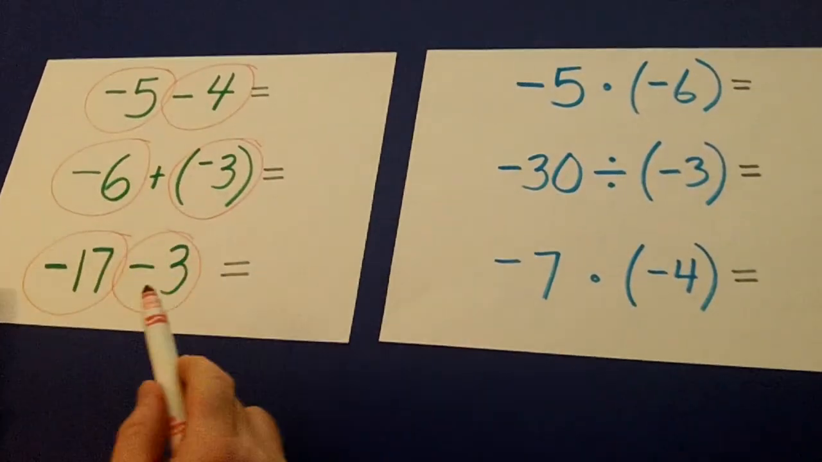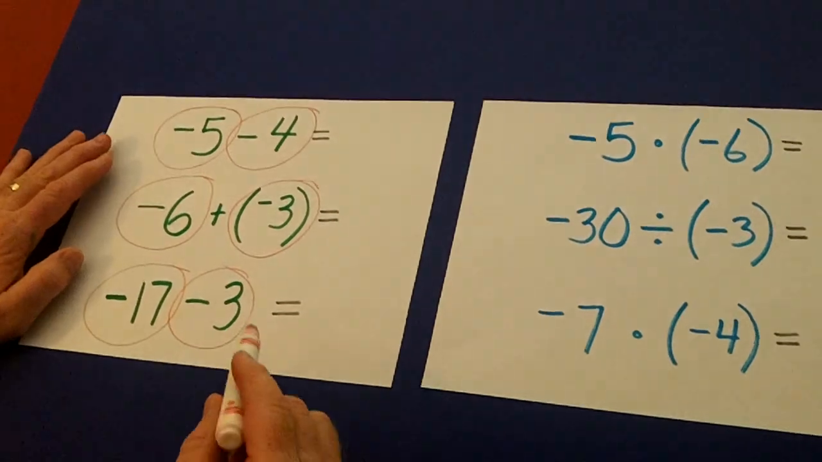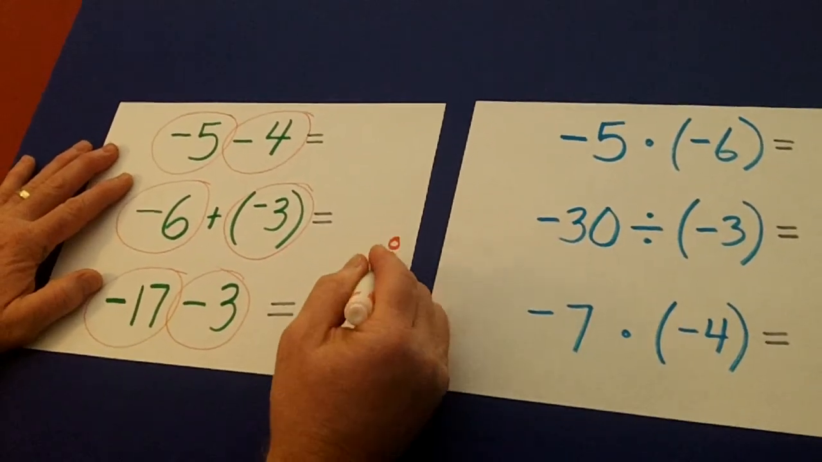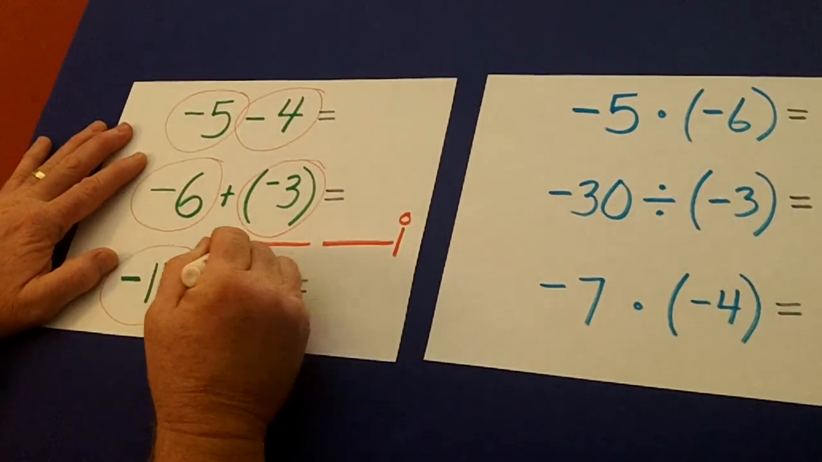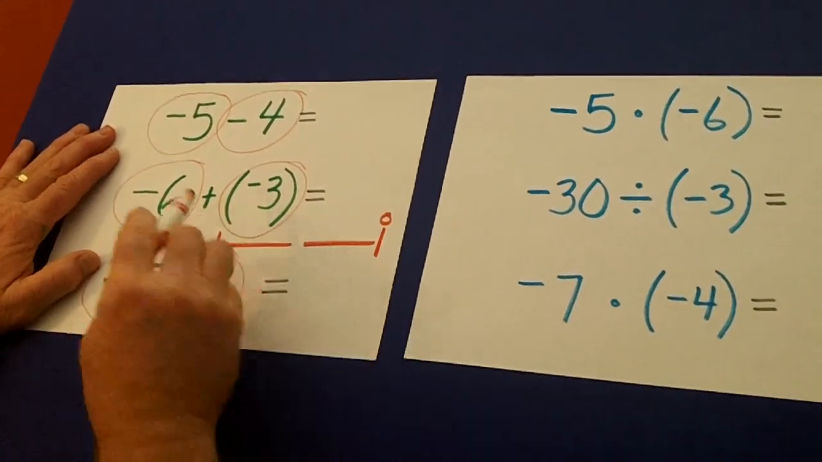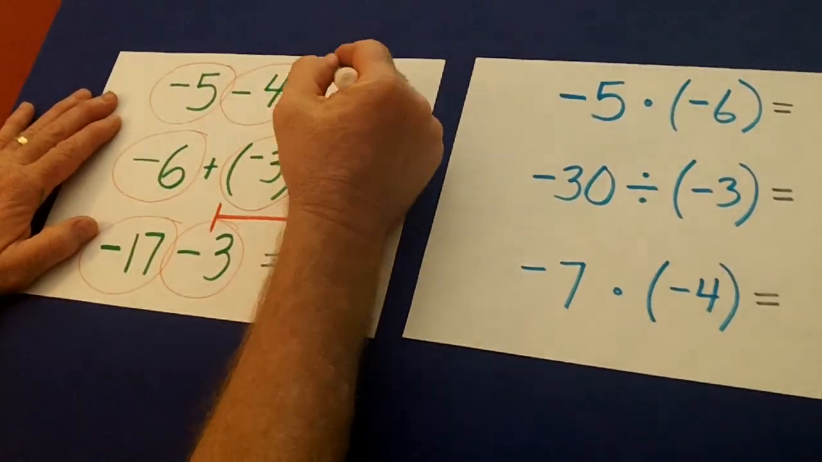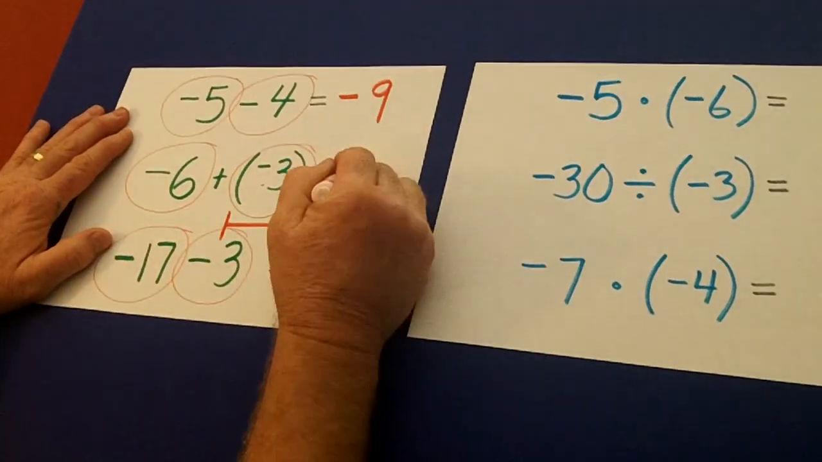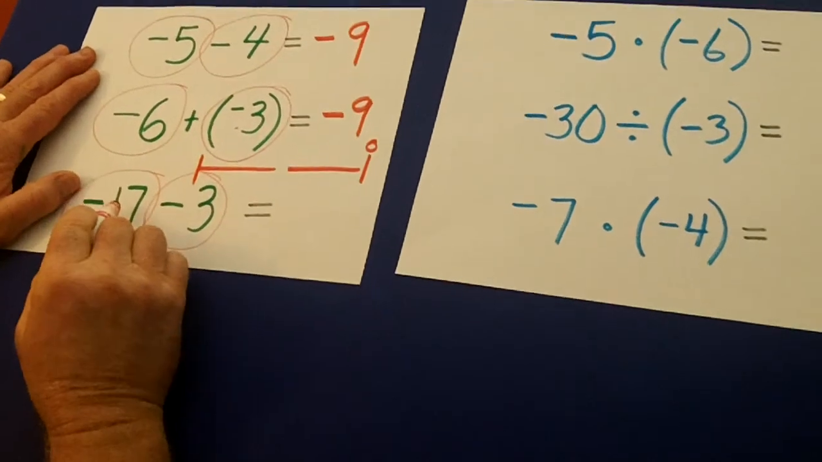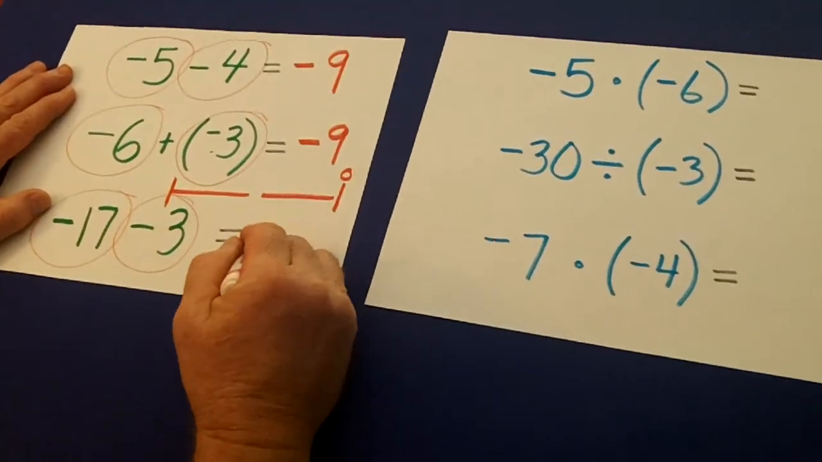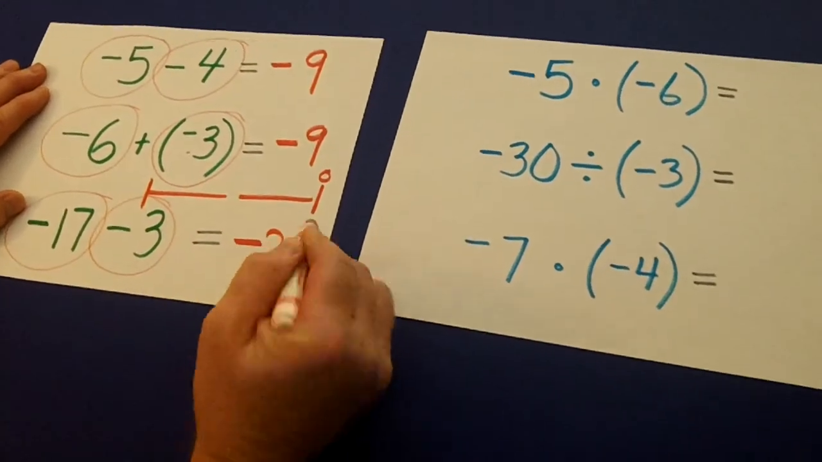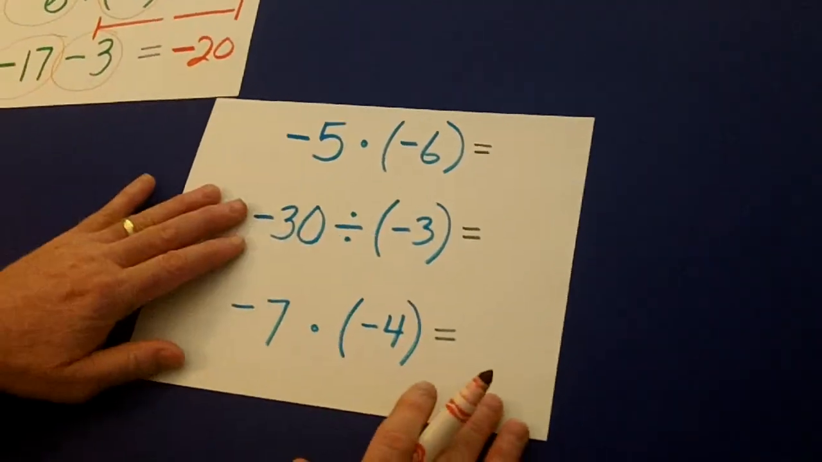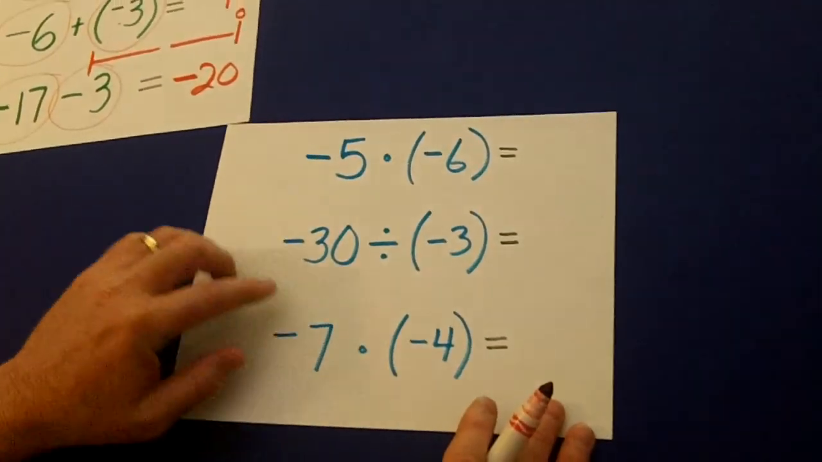Now, when we have two negative numbers, each one of these is two negative numbers. And when we combine these with adding or subtracting, we always have to remember, you start from 0 and you go back twice to get a big negative. Negative 5, negative 4, negative 9. Negative 6, negative 3, negative 9. Negative 17, negative 3, negative 20.